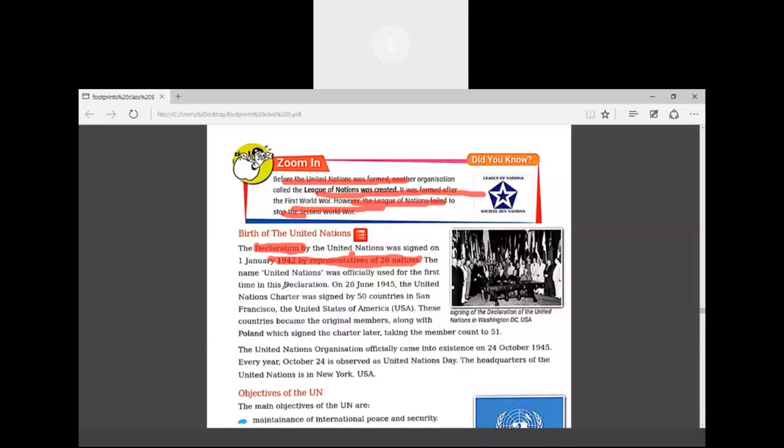The name United Nations was officially used for the first time in this declaration. It was in this document only that the United Nations name was used for the first time. In which declaration? The one which was signed on 1st January 1942.